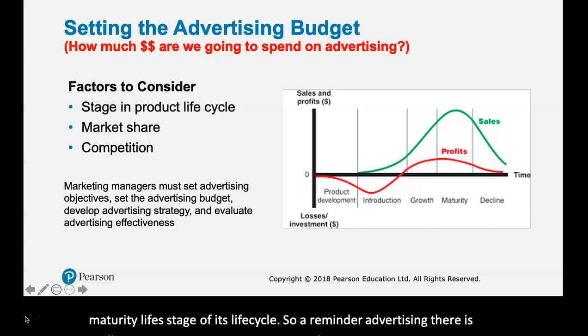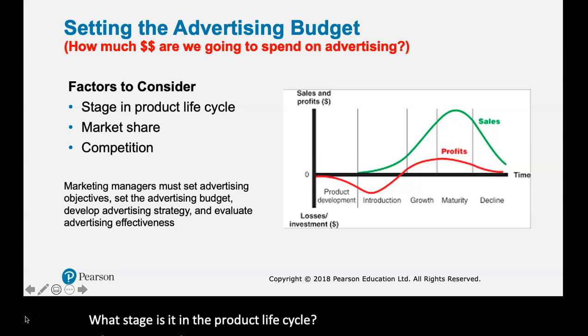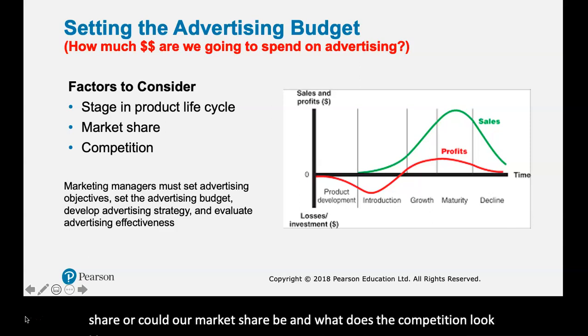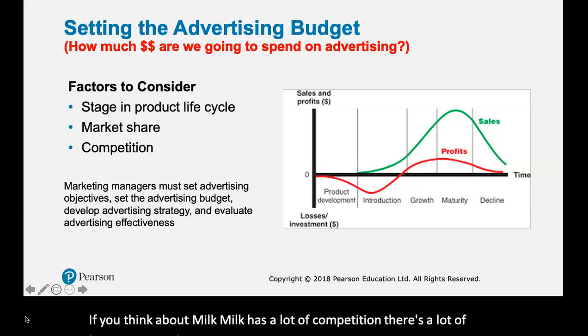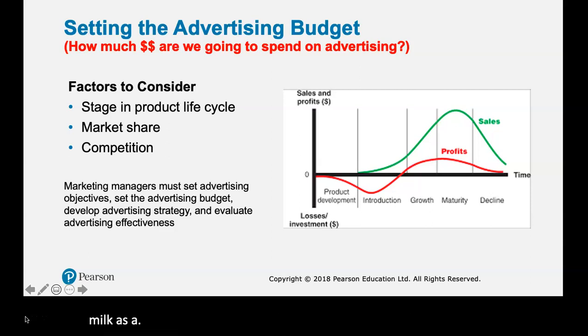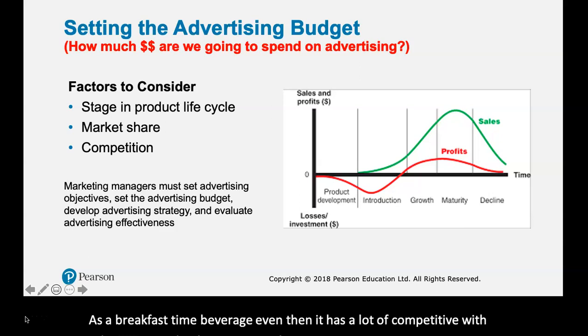But how much money do we want to spend? So what stage is it in the product life cycle? What is our market share? And what do we want our market share, or could our market share be? And what does the competition look like? If you think about milk, milk has a lot of competition. There's a lot of beverages out there that people drink besides milk. And if you think of milk as a breakfast time beverage, even then it has a lot of competition with other juices and even other types of milk that are on the market.